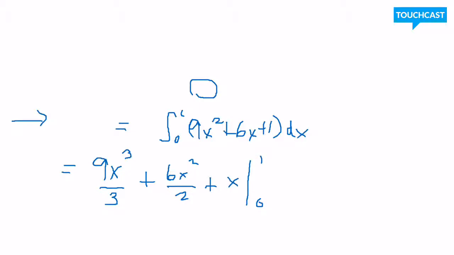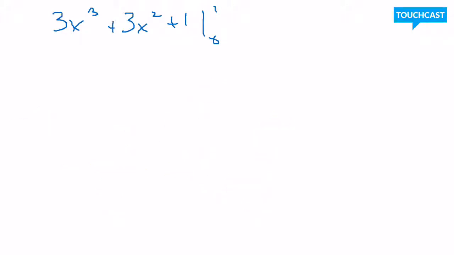So I'm going to clean this up a little bit. That's 9x cubed over 3 is 3x cubed plus 6 divided by 2 is 3x squared plus x, and I'm going to evaluate from 0 to 1. So what does that mean to do? It means I'm going to plug in 1 for x, so that's going to be 3 times 1 cubed plus 3 times 1 squared plus 1. And I'm going to subtract what I get when I plug in 0.